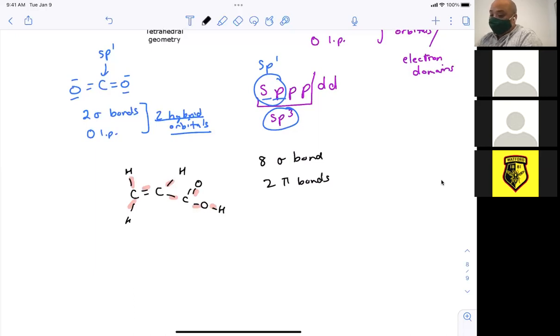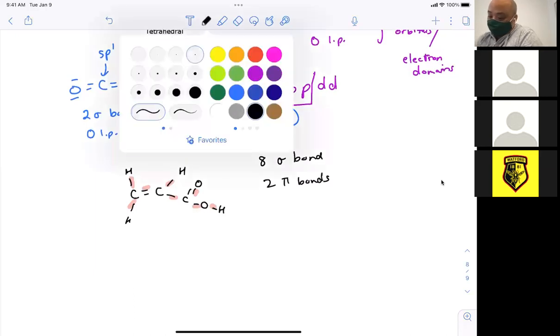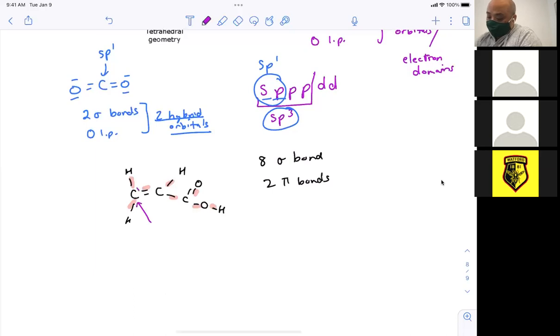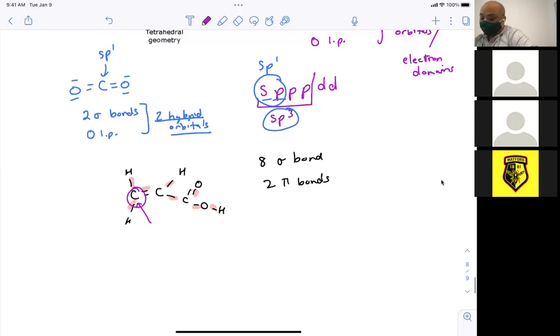Now, if I wanted the hybridization around this carbon right here, how many hybrid orbitals do I need for that carbon? 3. 3 bonding regions. No lone pairs. So that's 3 hybrid orbitals. So what would my hybridization be for that? sp2.